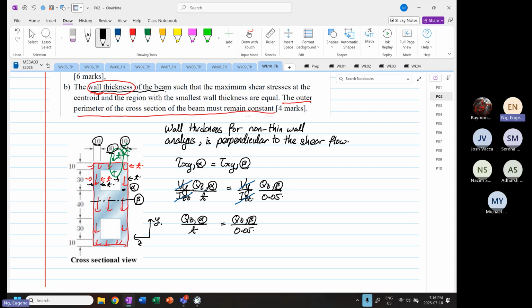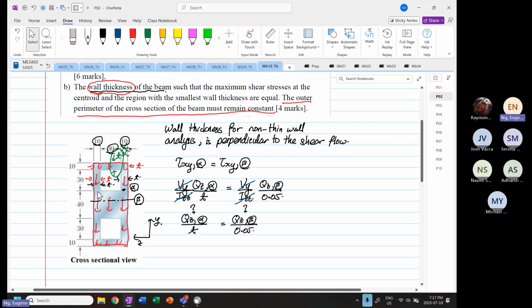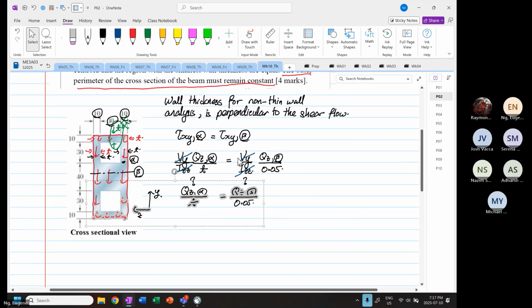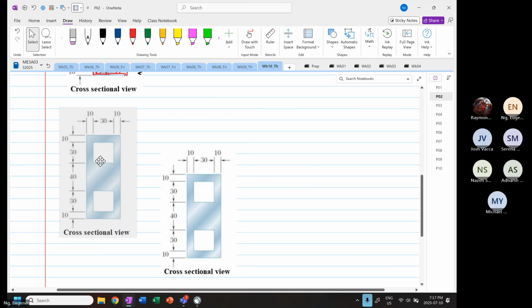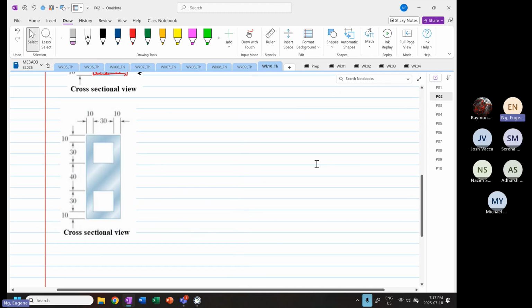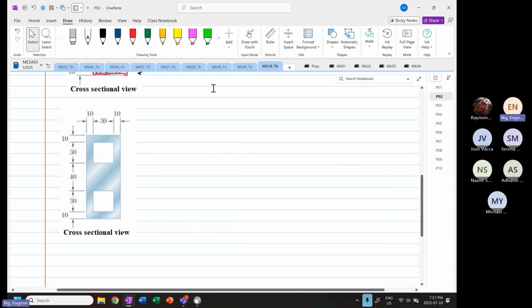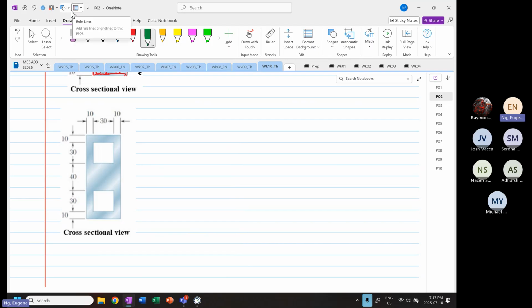So now what we don't know is our QZ, the first moment of area about the Z axis at point alpha, and we don't know it at beta. So now we need to find it. I'm going to try to get that diagram again. Okay, so how I'm going to determine the first moment of area is, I'm going to divide this in such a manner.